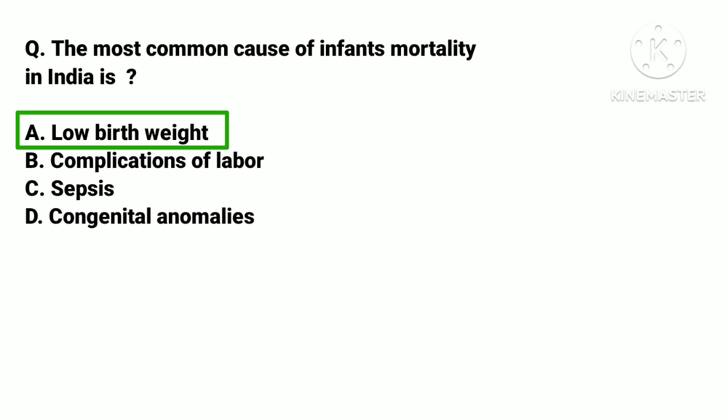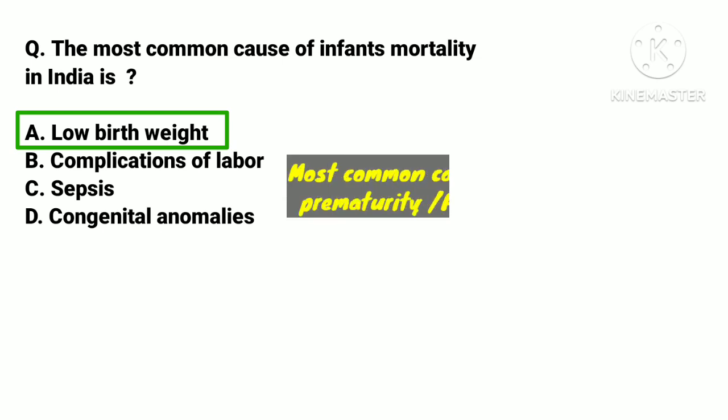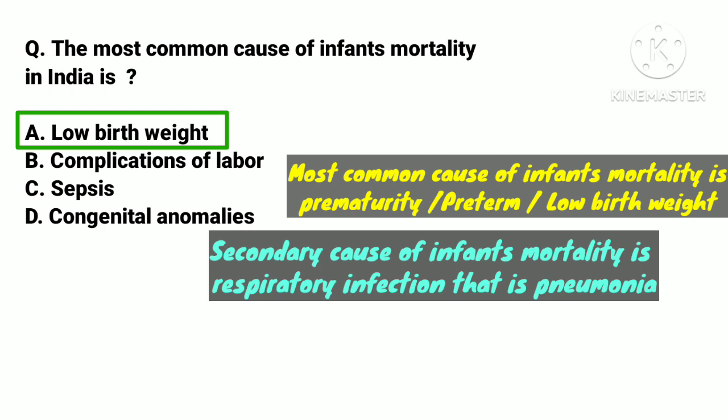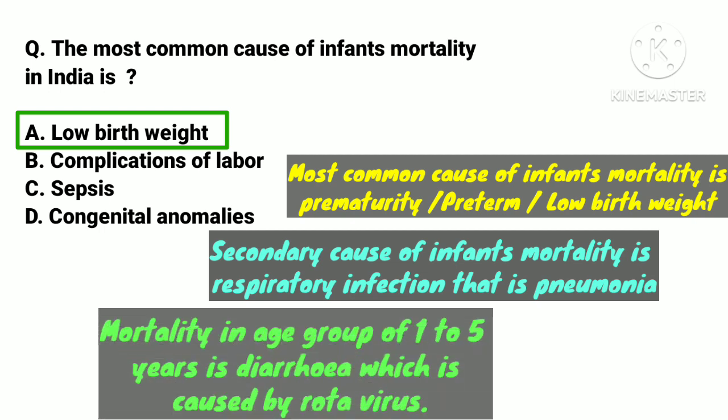Low birth weight. If asked about the most common cause of infant mortality, the best answer is always prematurity. A premature baby will also be a preterm baby and a low birth weight baby. So within this concept the correct answer is low birth weight. But the secondary cause of infant mortality is respiratory infection, that is pneumonia. If asked about the most common cause of mortality in the 1 to 5 years age group, then the answer will be diarrhea, which is caused by rotavirus.